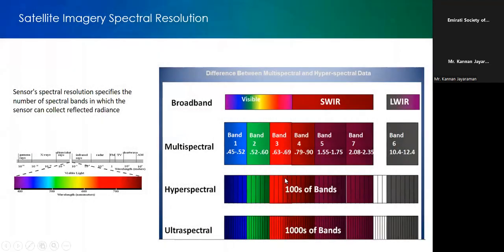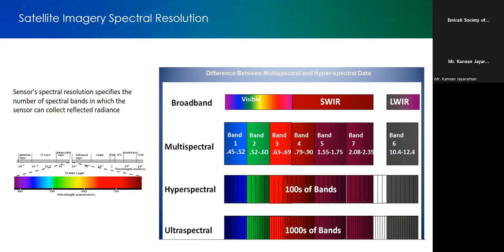So we are talking about broadband, multispectral, hyperspectral, and ultra hyperspectral. The technology now has data where you can have hundreds of bands, where each and every band can be subdivided into small windows, and a small object having a different wavelength can be captured into the particular band set. So that is always possible.